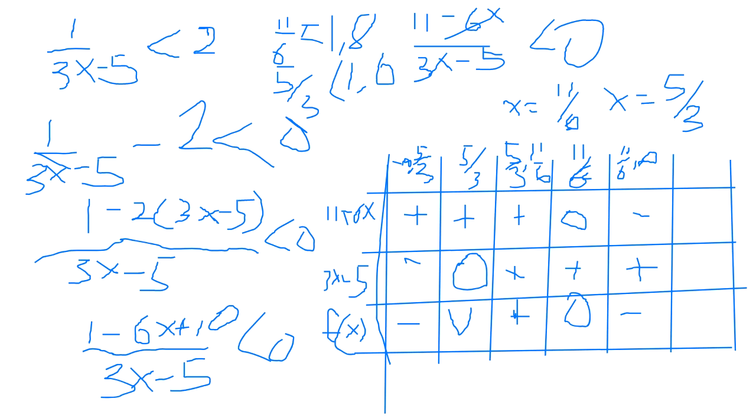So our first answer will be negative infinity to 5 over 3. Then our second answer will be from 11 over 6 to positive infinity. Close bracket. So that is all.